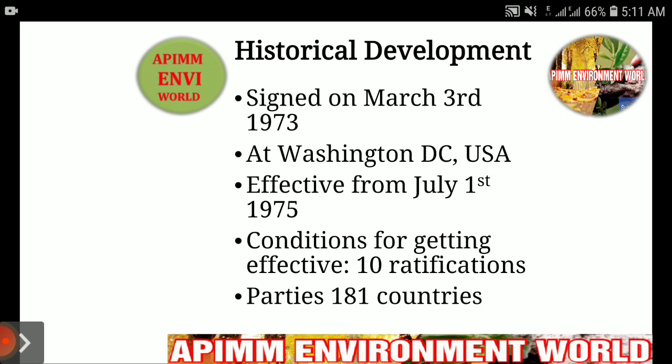As I already told you, this convention was convened at Washington DC, United States of America, and it was signed on 3rd March 1973, and it came into effect on 1st July 1975. The condition for this convention to take effect is 10 ratifications; at least 10 ratifications are necessary, and 181 countries are so far parties of this convention.